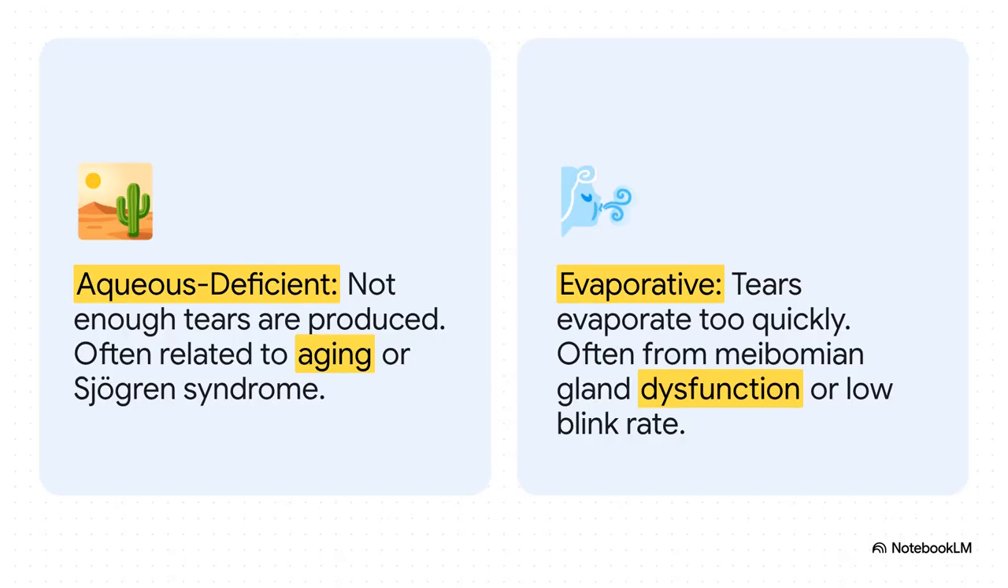So this is where it gets really interesting. We can basically split dry eye into 2 big buckets. You have aqueous tear deficient, which is essentially a not enough tears problem. And then you have evaporative dry eye, which is more of a the tears I have aren't sticking around problem. But here's the key. For so many of our patients, it's not one or the other. It's a mix of both.